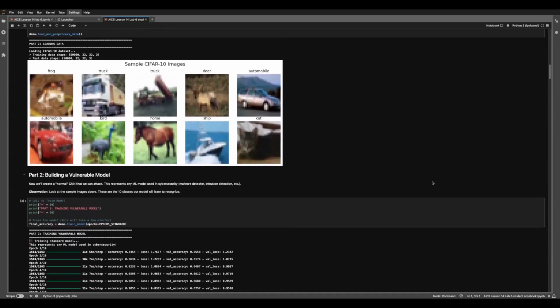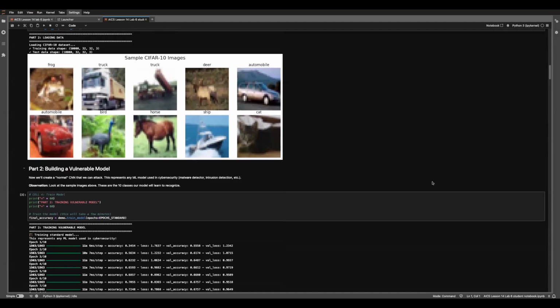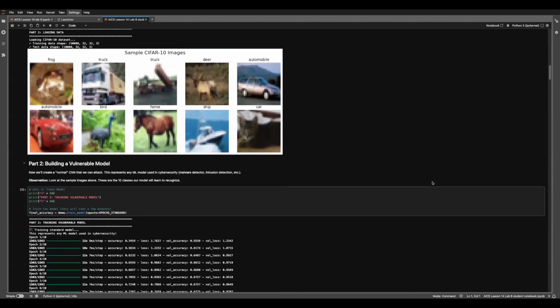The second thing is that we're going to create a vulnerable model. This is a normal CNN that hasn't had robust training, and it could be any model that you use in ML. If you look at the images above, these are the 10 classes our model will learn to recognize. It's going to look for frogs and birds and horses and stuff like that. There are many samples of these in the CIFAR dataset, and they've been classified.